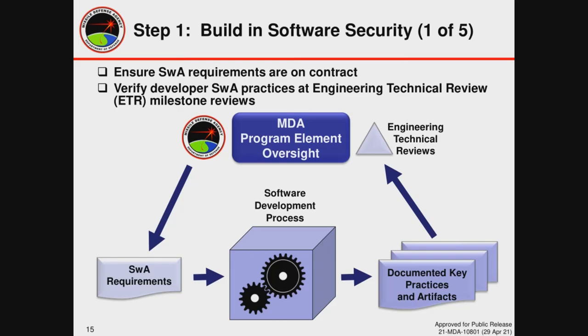So, what this diagram is attempting to show is that through agency leadership, we don't simply bolt on software security at the end of a development effort. Software assurance key practices must be on contract and in use from the very beginning of a software development effort. These software assurance key practices are verified at the engineering technical review milestones and through normal program element oversight. So now, let me dig a little bit more deeply into those engineering and business practices that I'm representing on this diagram.